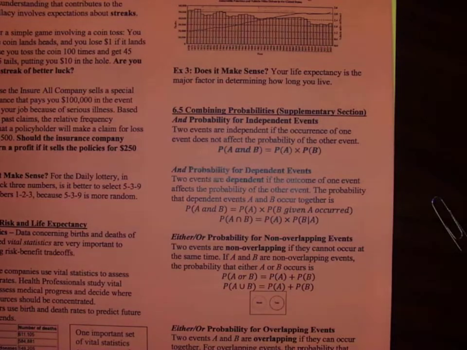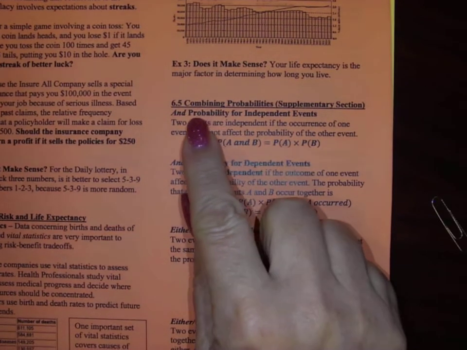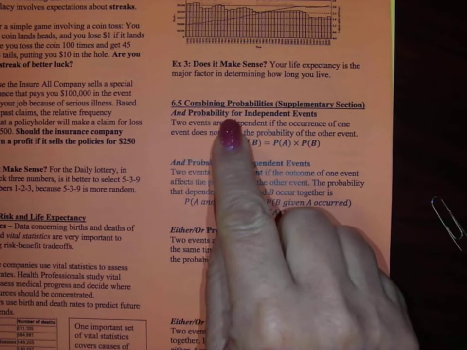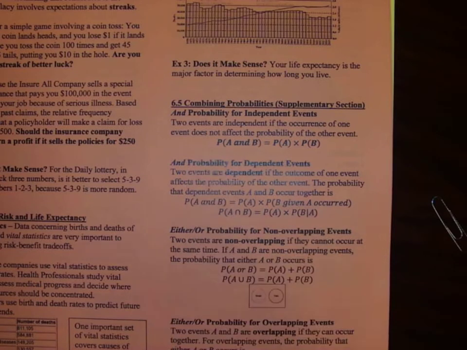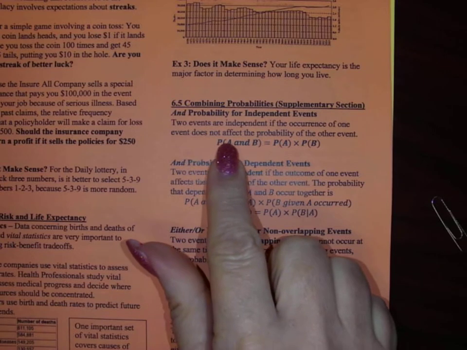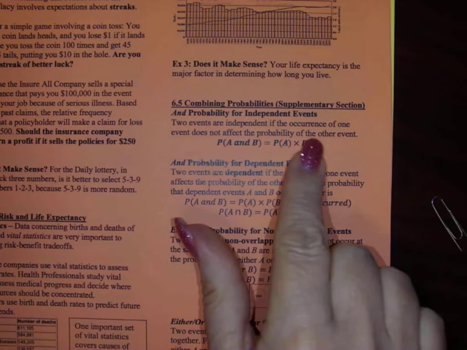All right, so here we're going to combine probabilities. There are a couple of types of probabilities. There's an "and" probability. That means two events are independent if the occurrence of one does not affect the other. So that's the probability of A and B, and you're going to multiply them.